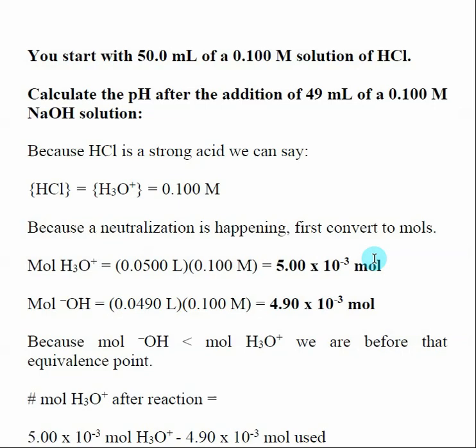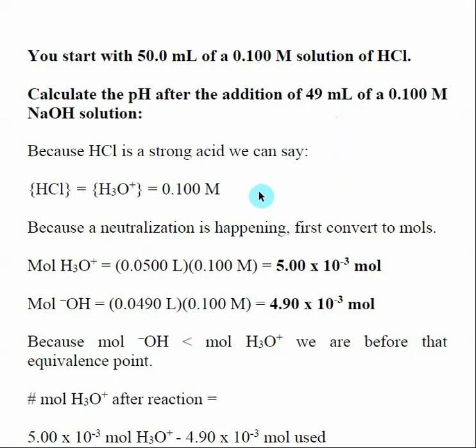Now we're going to look at our titration of a strong acid and a strong base just before the equivalence point. We're going to find out in a little bit that at 50 milliliters we will have reached our equivalence point. So here we are just before the equivalence point, and now we're going to calculate the pH.